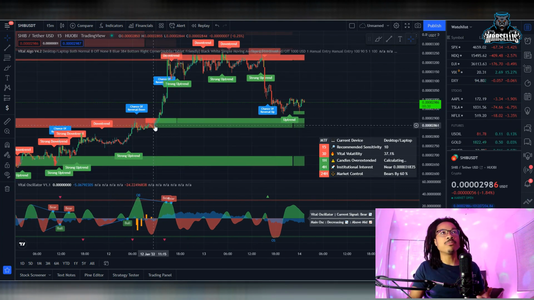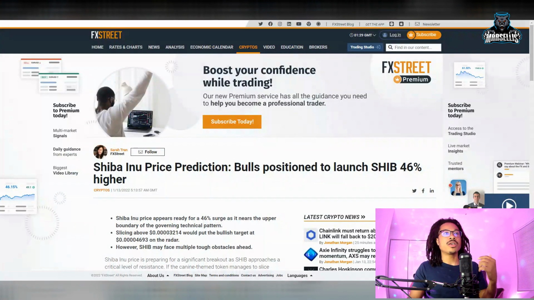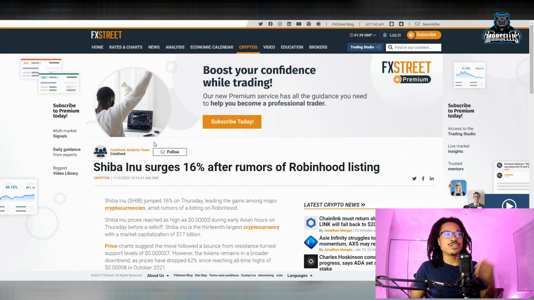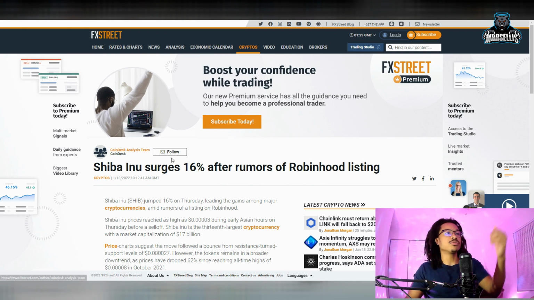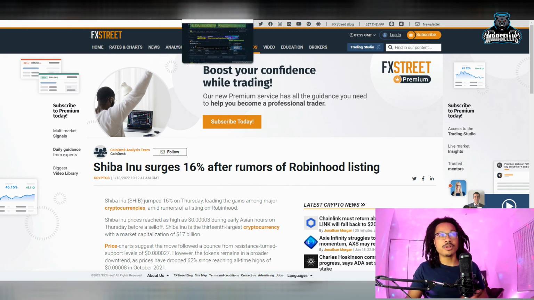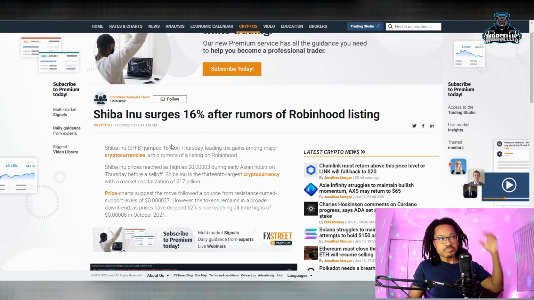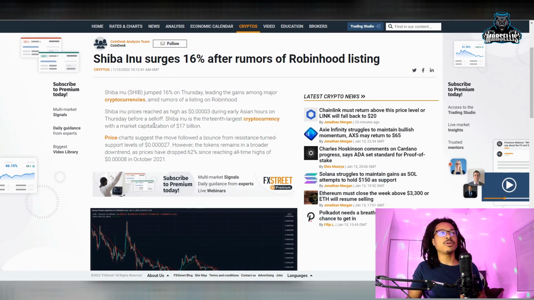And then why we had this jump here, this huge rise in price action, is because of this right here. So actually, no, not this right here. Shiba Inu surged 16% after rumors of a Robinhood listing. So that's why we rose on that huge 16% jump, because there's a lot of rumors about Robinhood. So let's go over this. Shiba Inu surged 16% after Robinhood listing rumors. Shiba Inu jumped 16% on Thursday.